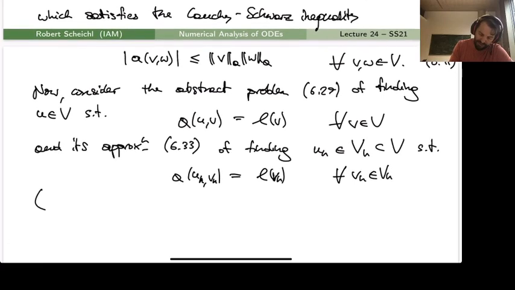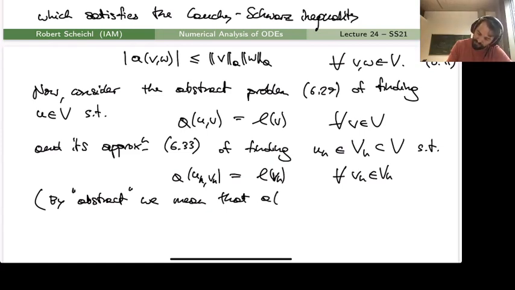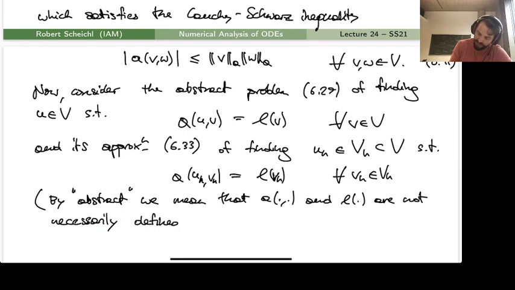Let me just make this clear again. By abstract, we mean that A and L are not necessarily defined by 6.30. We will apply it to that example, but they're not necessarily defined by 6.30.